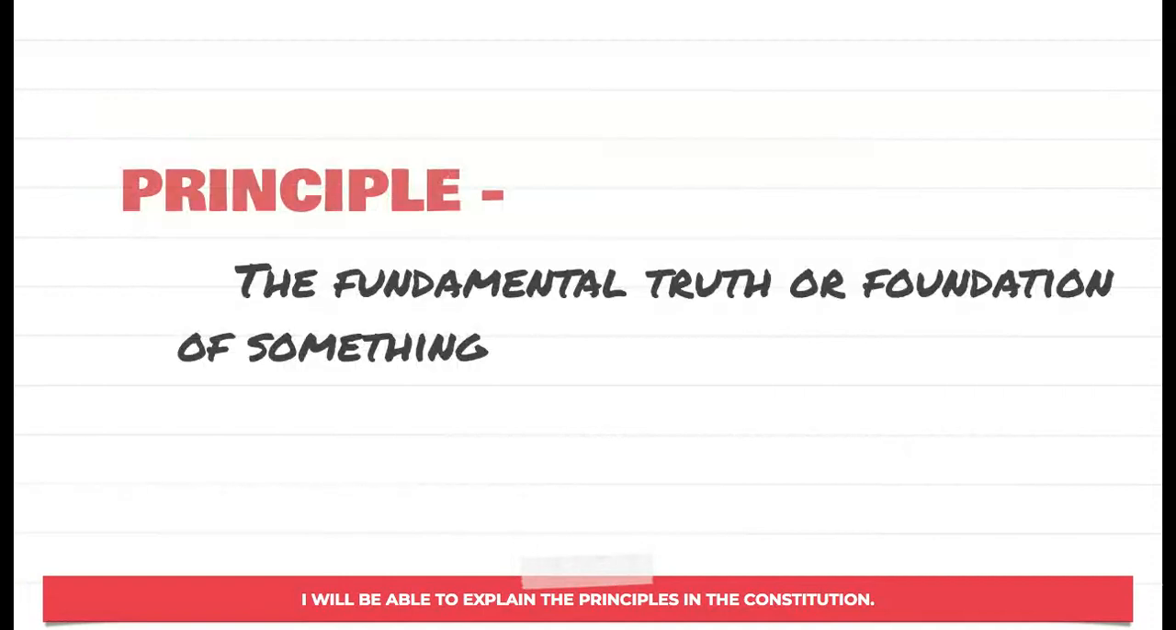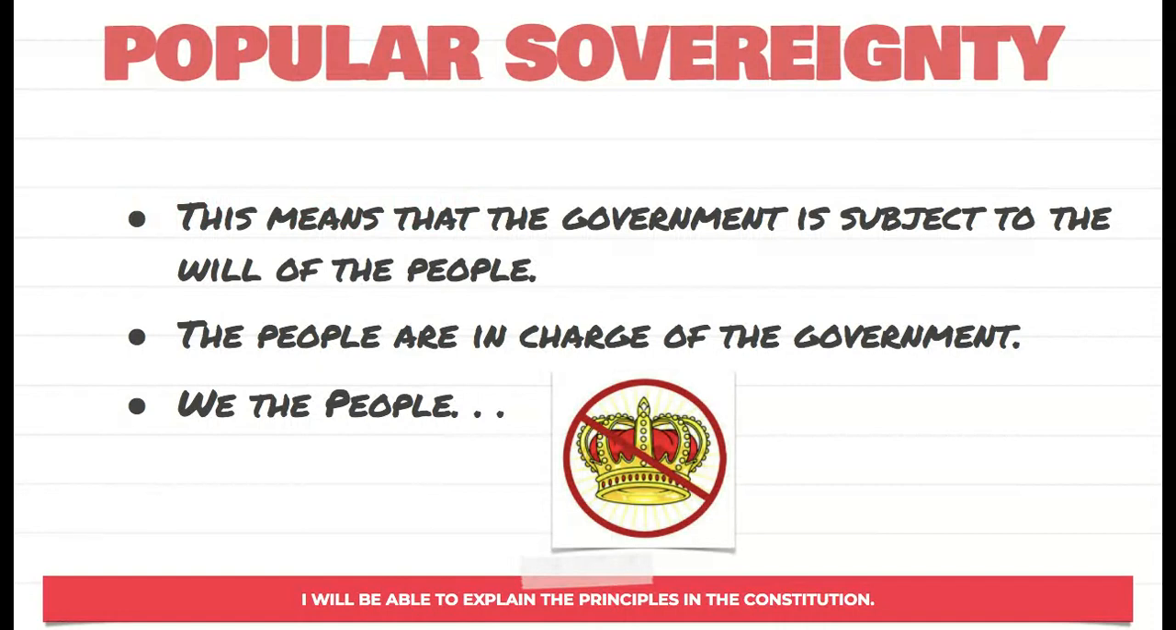A principle is a fundamental truth or the foundation of something. So really we're looking at the foundation of the Constitution. What are some of the fundamental truths that are in the Constitution? These are basic ideas. Today we're just going to look at 1 through 4. There are 7 total principles, but for lesson 2, you're just going to look at 1 through 4. So let's start off with popular sovereignty.